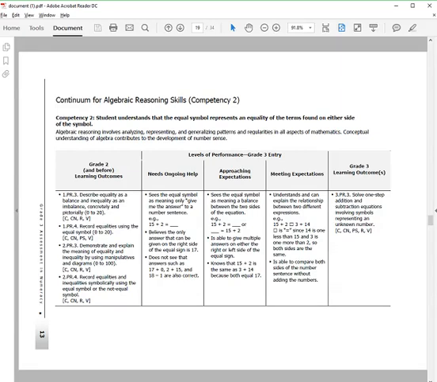Competency 2, whoa, I went a little far ahead. Competency 2 is that students understand that the equal symbol represents an equality of the terms found on either side of the symbol. Again, you're looking at 3 levels of expectations. Needs ongoing help is that equals means the answer is. Approaching expectations is that they're almost there, that they could make an equation like 15 plus 2 equals something, or something equals 15 plus 2, but it's not just the answer, though maybe they're counting by 1. Meeting expectations is that there's that number relationship, so that they're able to compare the numbers without having to count by 1. So that's the second competency.